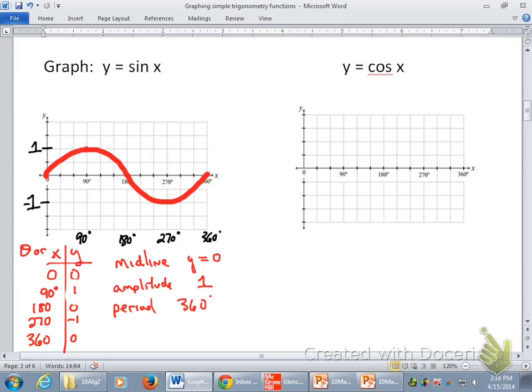Now again, this is the parent function. So we're going to take this parent function and we're going to change it just like we did all year long. We're going to make it skinnier, fatter, taller. Shift it to the left, shift it to the right, shift it up and shift it down. Last thing to talk about would of course be domain and range.